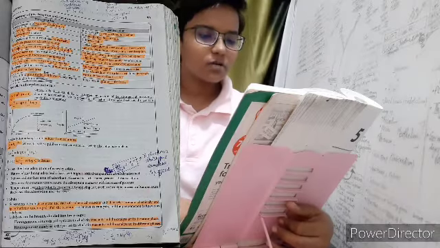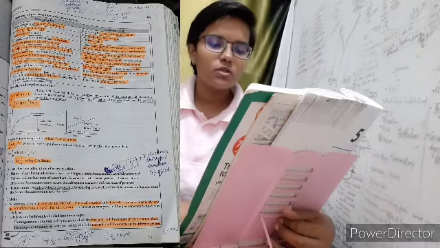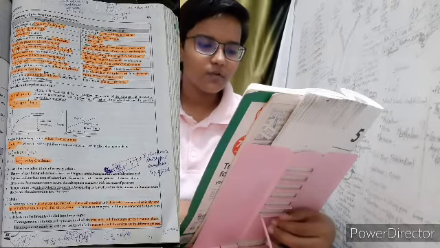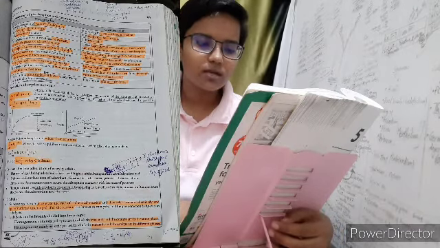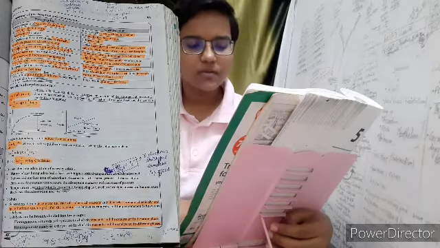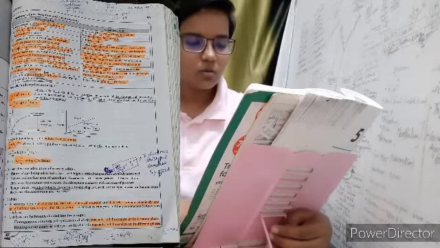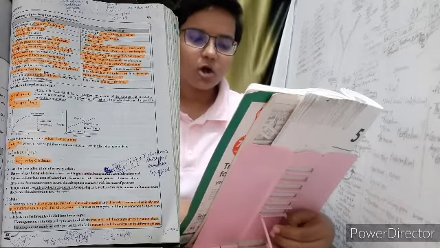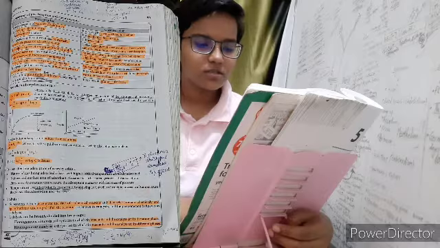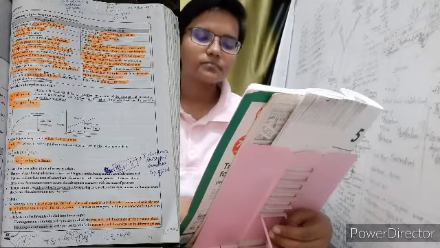Similarly, for adsorption of solute from solutions, x upon m equals k c to the power 1 upon n, where c is the equilibrium concentration, that is, when adsorption is complete. Log x upon m equals log k plus 1 upon n log c. The plot of log x upon m versus log c is linear.